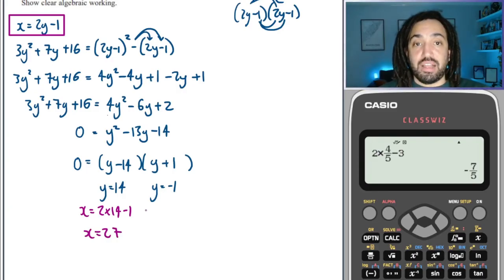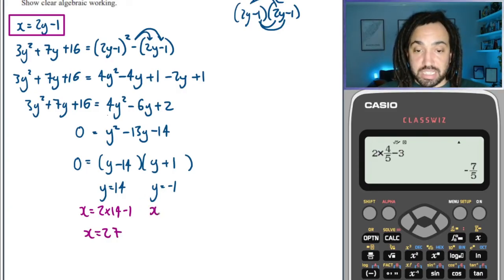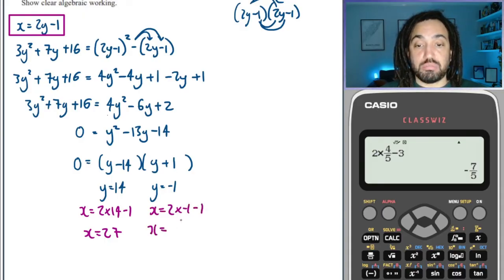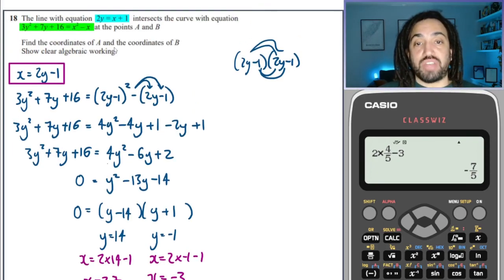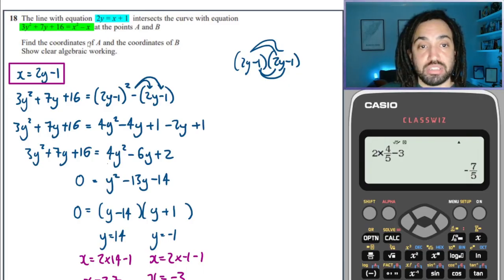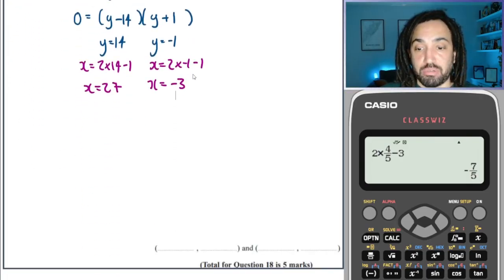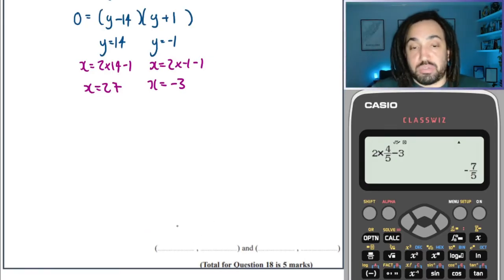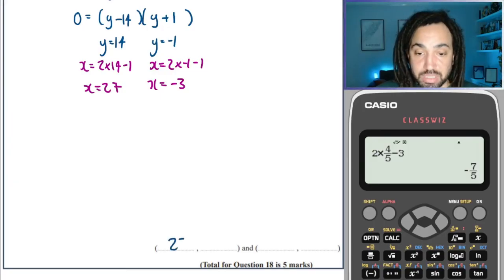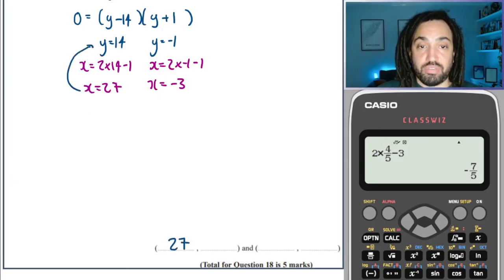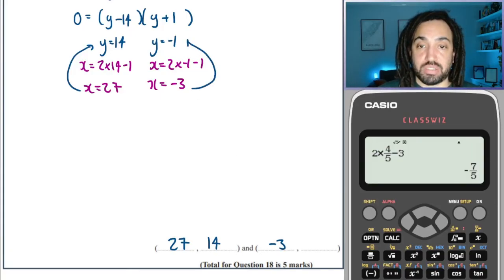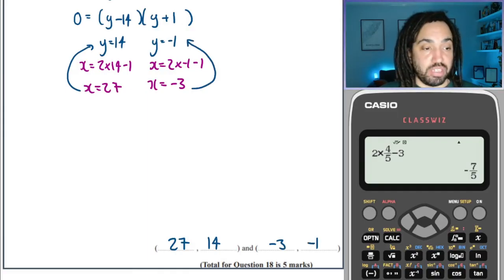And here, this tells me that x is equal to 2 times the y coordinate minus 1. So x is equal to minus 2 minus 1, which is minus 3. Okay, it says find the coordinates of A and the coordinates of B. Now, it doesn't tell us which one's which, but it doesn't matter. So 27 for x is paired up with 14 for y, and minus 3 for x is paired up with minus 1 for y. Perfect.